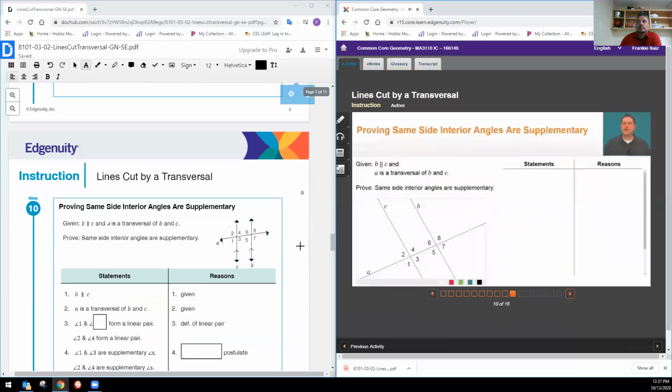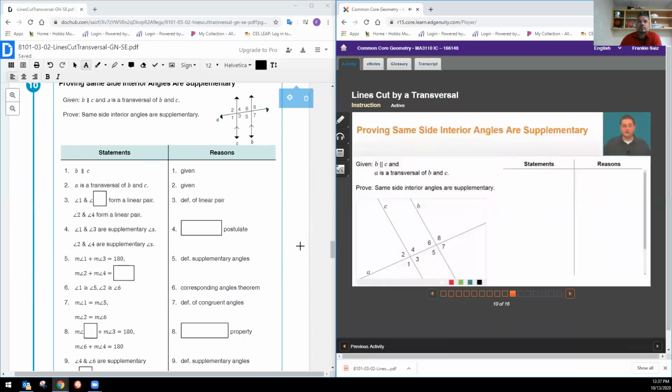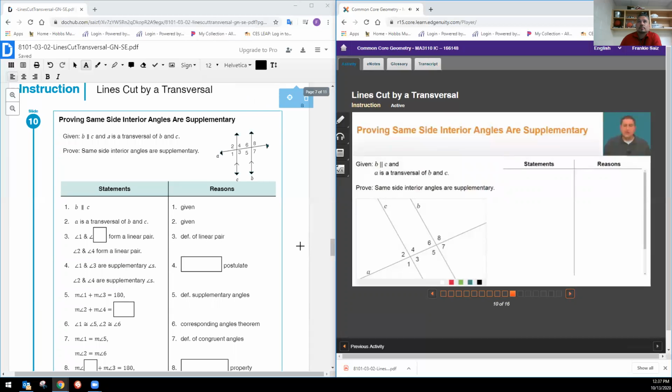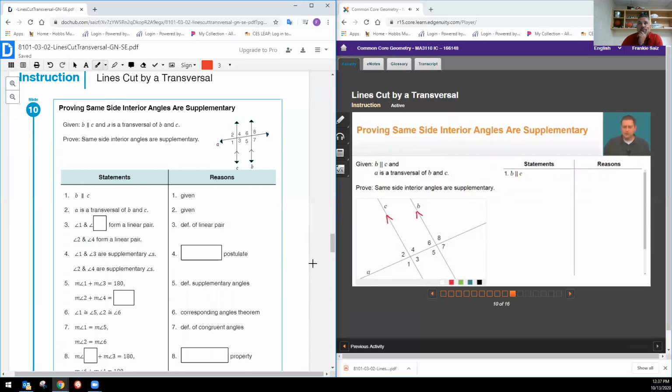We're going to prove same side interior angles are supplementary. So let's look at our diagram here. In our diagram, we see that lines B and C are parallel to each other. That information was given to us. And since it was given, why don't we go ahead and put that into our proof statement.